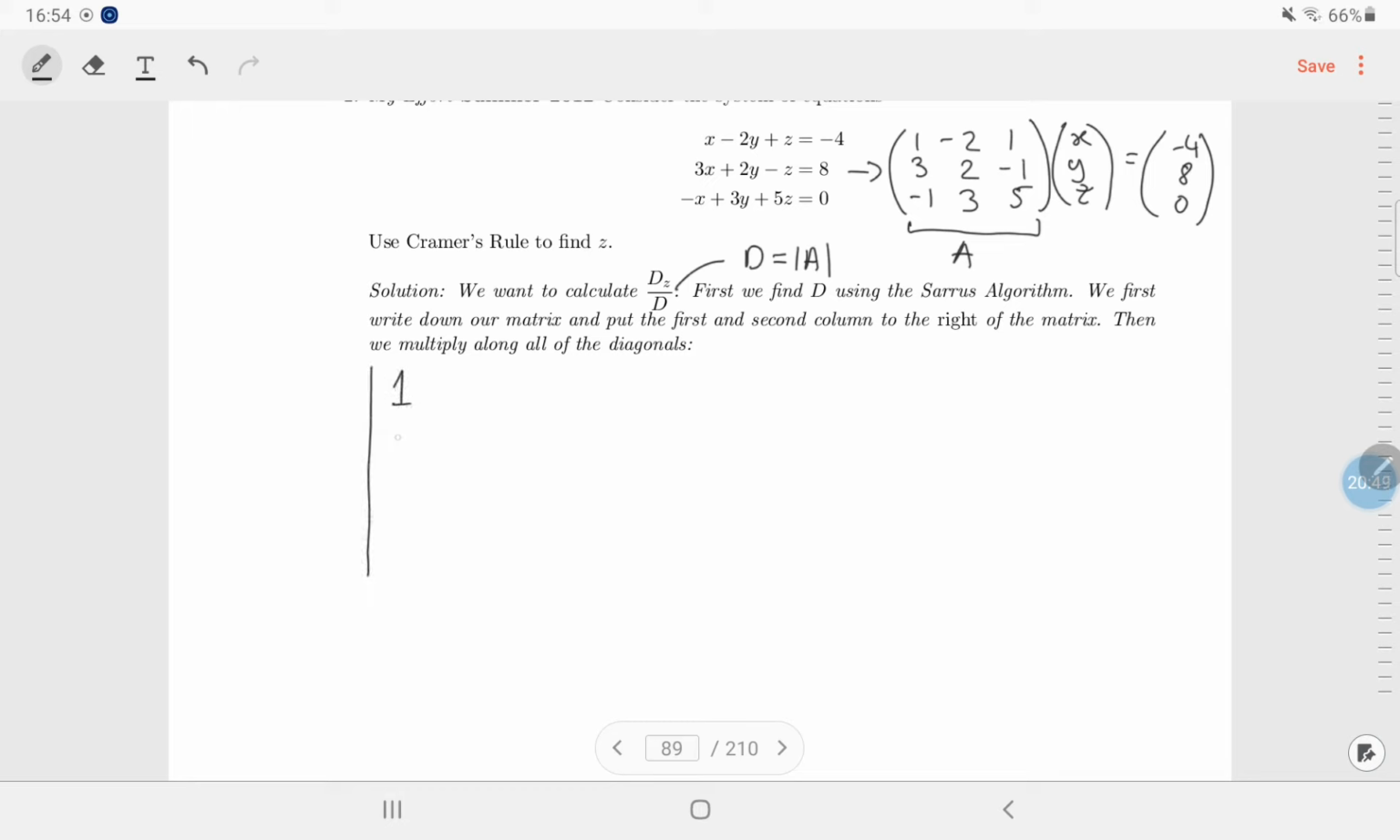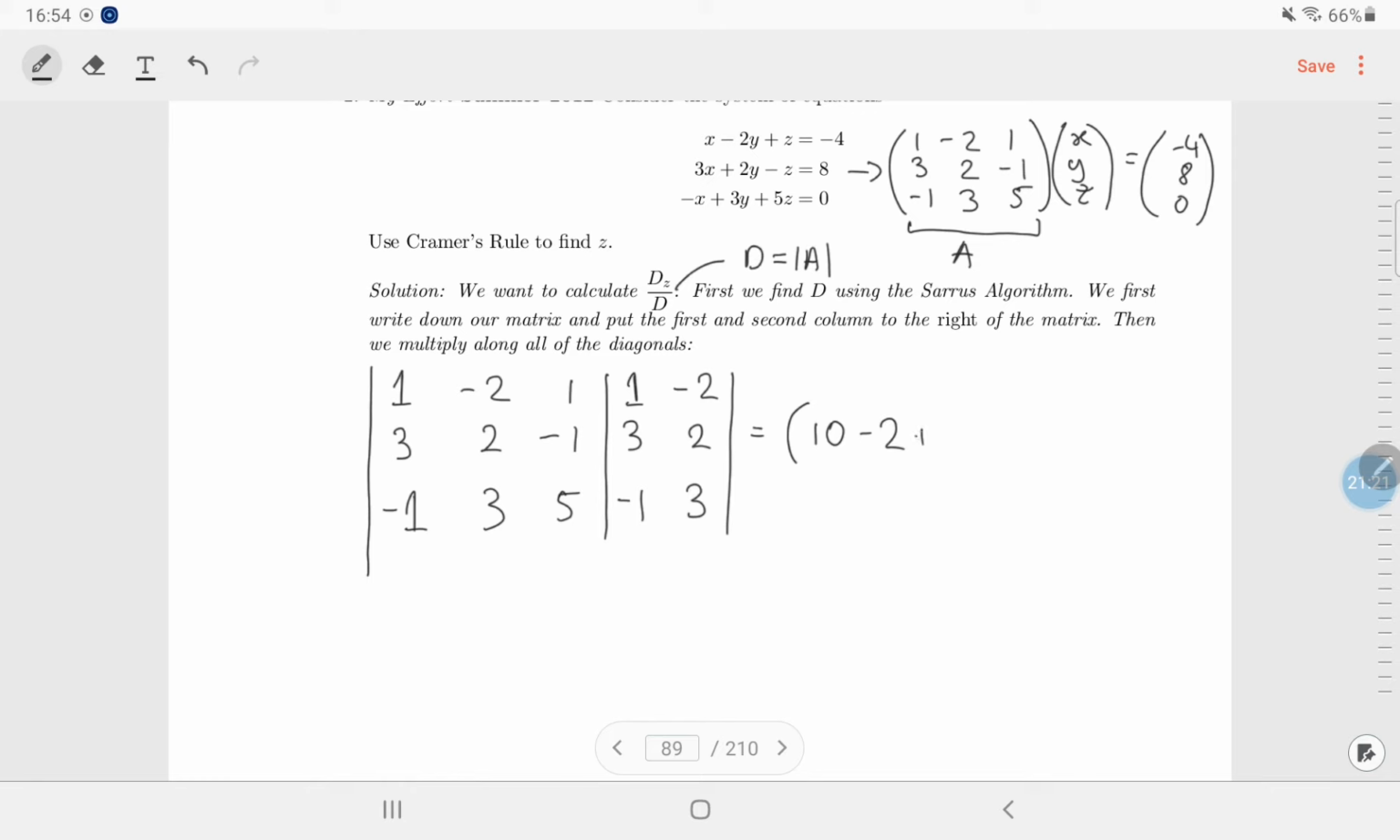So 1, 3, minus 1, minus 2, 2, 3, 1, minus 1, 5. What I'm going to do is, I'm not going to use all the colors now, just do the first two columns again: 1, 3, minus 1, minus 2, 2, 3. And I'm going to do right down diagonals minus left down diagonals. So I get 1 by 2 by 5 is 10. Minus 2 by minus 1 by minus 1 is minus 2. 1 by 3 by 3 is 9.